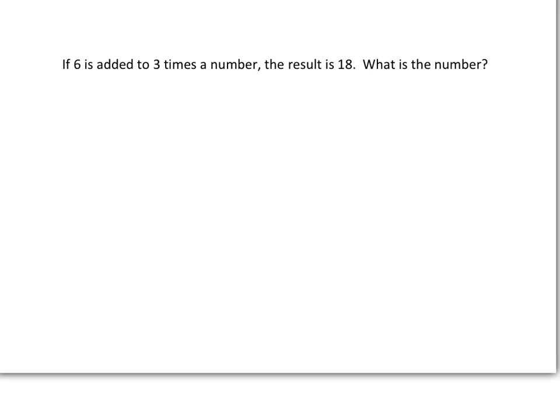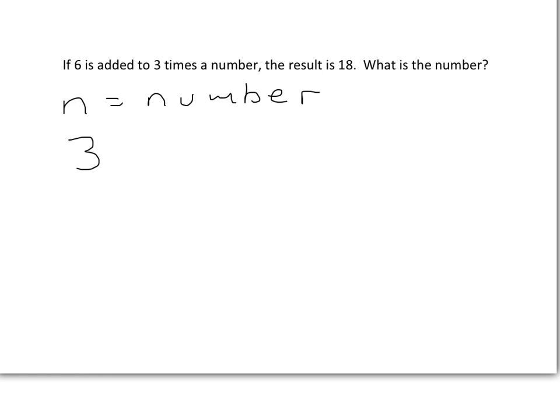The next problem, if 6 is added to 3 times a number, the result is 18. What is the number? I'm going to stick with n for the name of the variable. And now the equation. 6 is added to 3 times a number. So I'm going to start with 3 times a number, and then I'm going to add 6 to it. The result is 18. That would be equals 18.